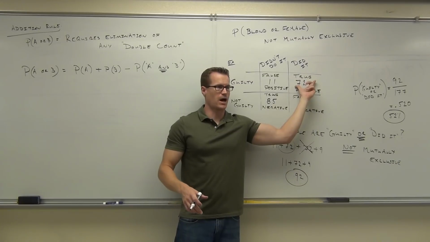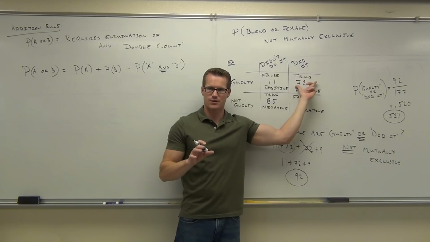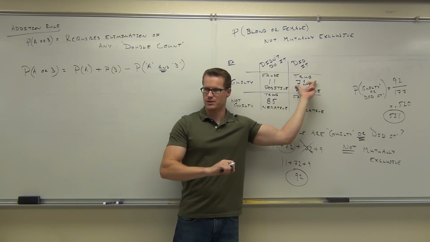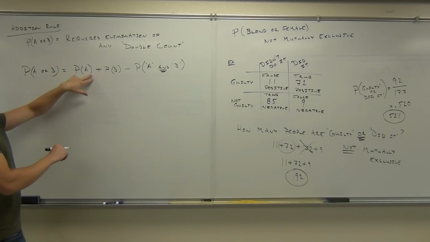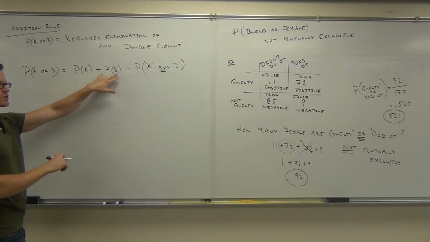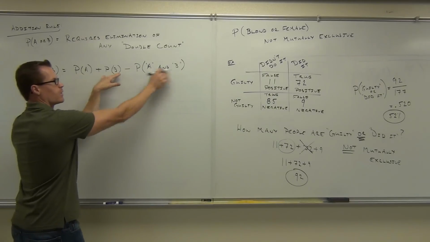Notice how what I'm doing here, I'm not eliminating this altogether. I'm eliminating the double count version of this. Do you see that? Look at the board right now for me. This one's going to count it once. This one's going to count it twice. So 2 times. I'm taking it away 1 time.